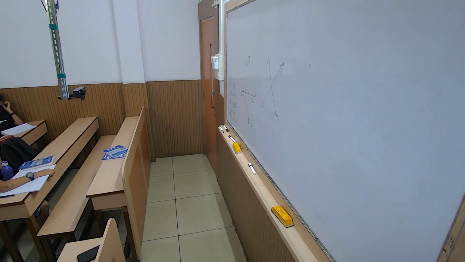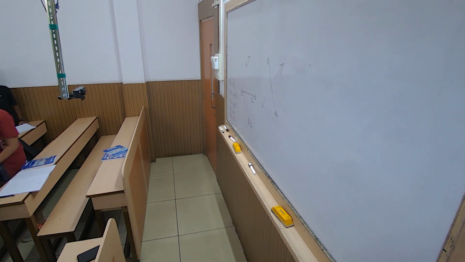Angles which are less than 90 degrees are called acute angles. Other type of angle, can you tell me? Above 90 degrees, till 180 degrees, is an obtuse angle. Another angle? A right angle. What is the meaning of right angle? 90 degrees. Okay.